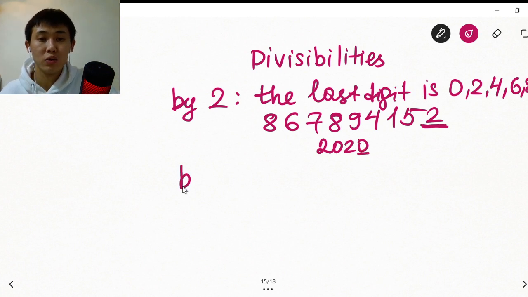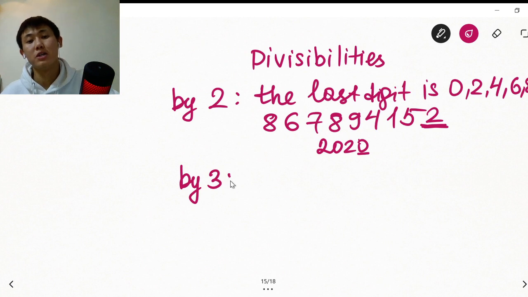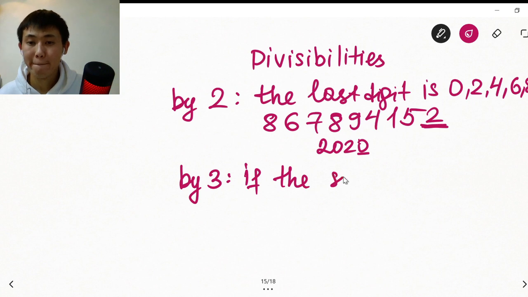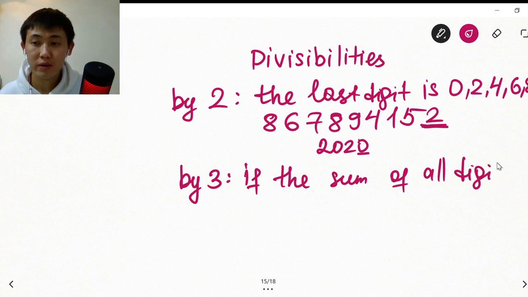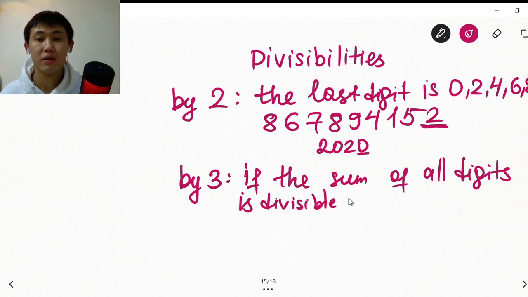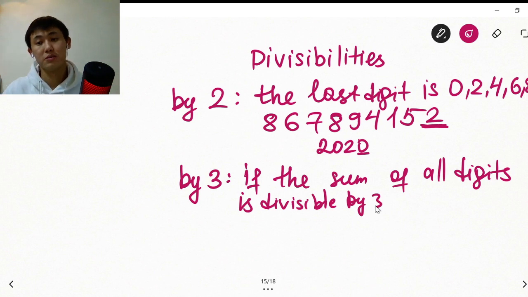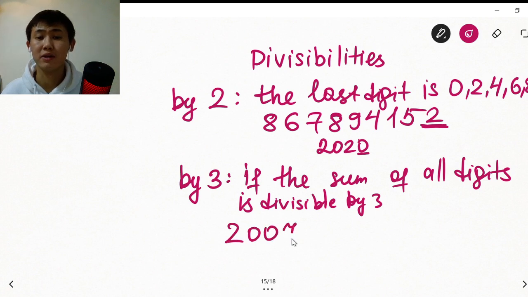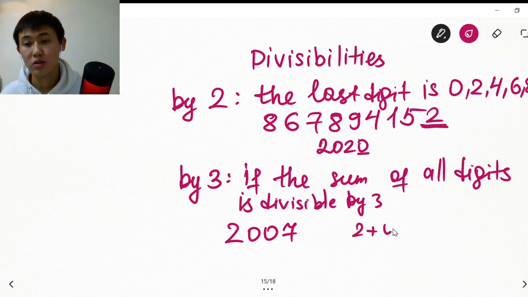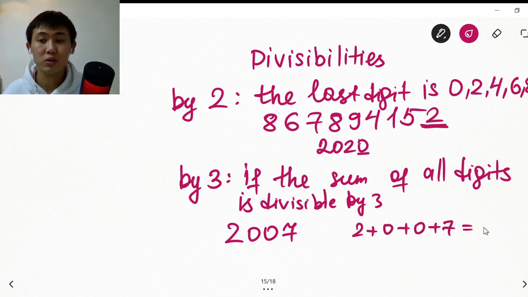Okay, so the next one is divisibility by 3. If the sum of all digits of the number is divisible by 3, then the number is divisible by 3. For example, 2007. It's divisible by 3 because 2 plus 0 plus 0 plus 7 is equal to 9.